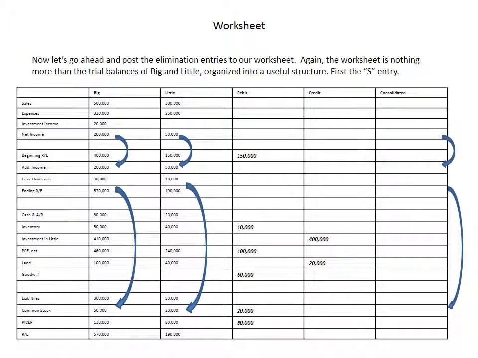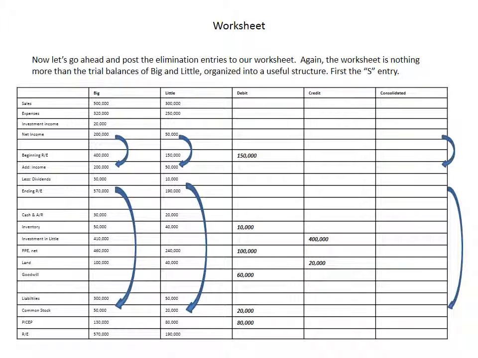Okay, let's go ahead and post the elimination entries to our worksheet. First, we post the S entry. And again, what we have here, we have debits to the subsidiary's common stock, paid in capital, and beginning retained earnings. Again, I can't stress enough, we're going to be adjusting the beginning retained earnings.